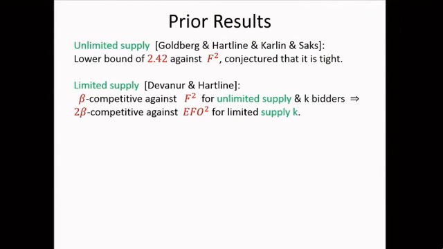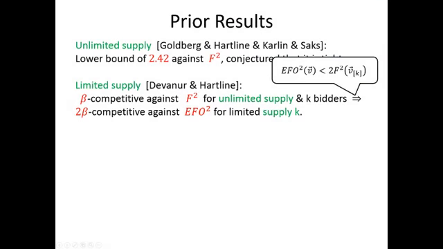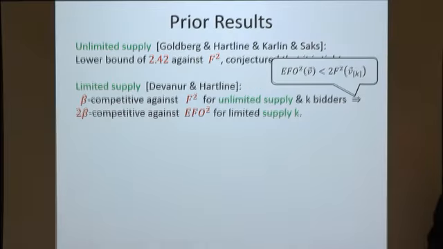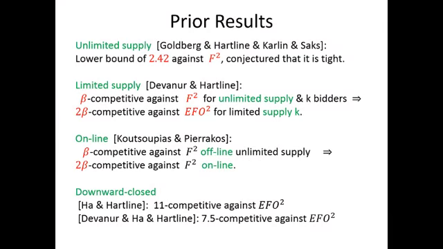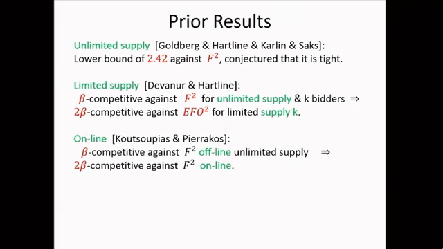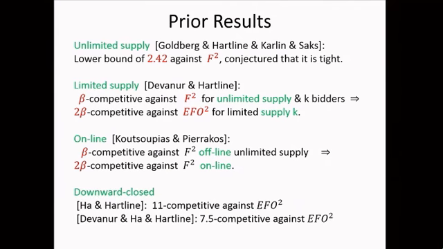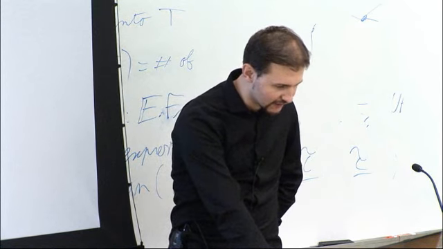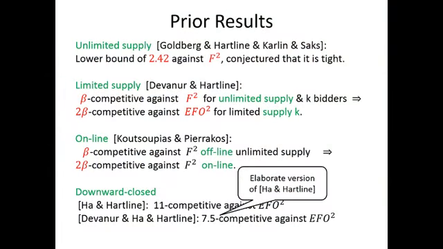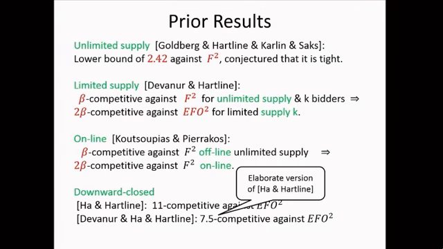And for the limited supply case, Devanur and Hartline gave a two-factor reduction from the unlimited supply to the limited supply case. And this reduction is super simple. Remember this inequality on the EFO benchmark? It's just at most two times the F2 benchmark. So this is essentially the proof. For the online setting, Kleinberg and Leighton... Katsoupias and Pirakos gave a two-factor reduction from the offline problem to online. And for downward closed environments, Hajiaghayi and Hartline had a very clever mechanism, and they showed that it's 11-competitive, and then Nikhil came and made it much more complicated. So that's quite an elaborate version of the Hajiaghayi and Hartline mechanism, but with a better competitive ratio, 7.5.